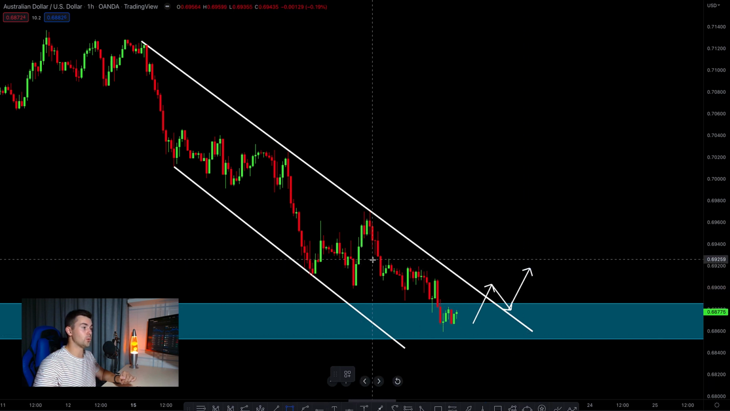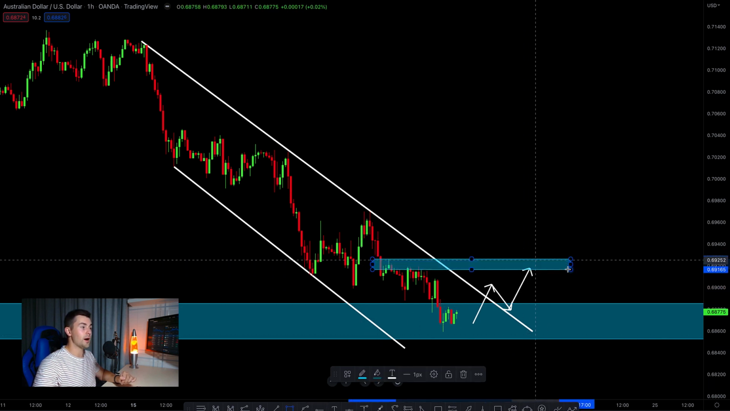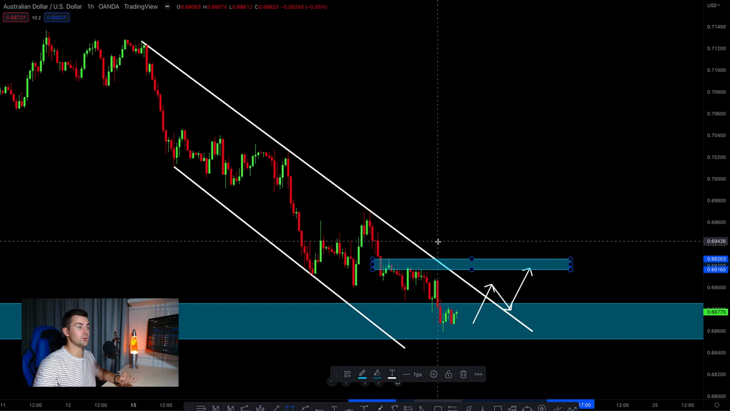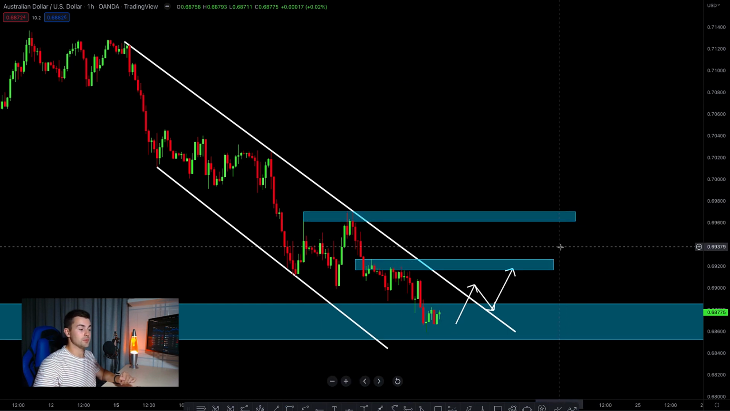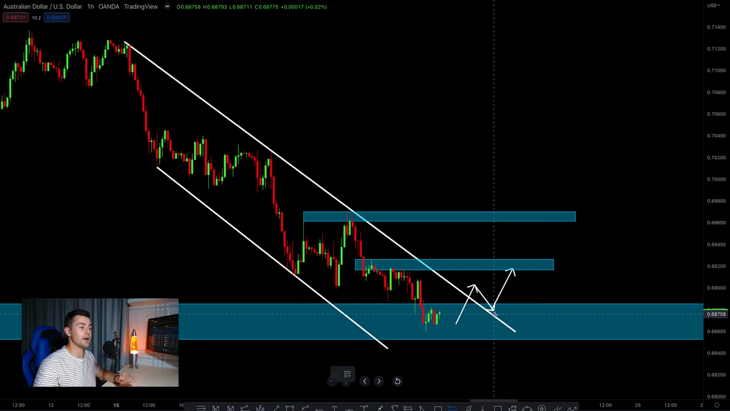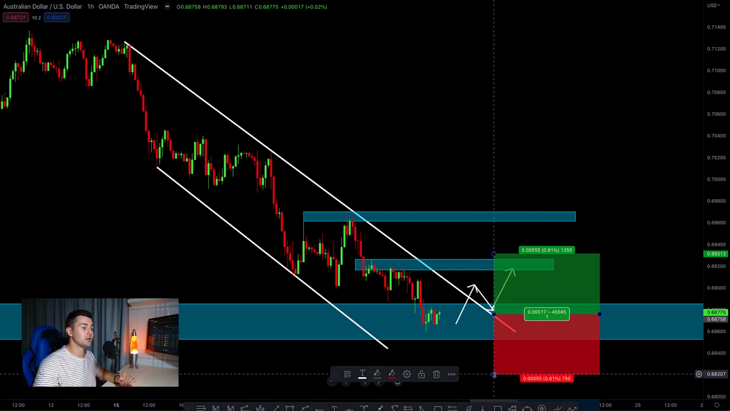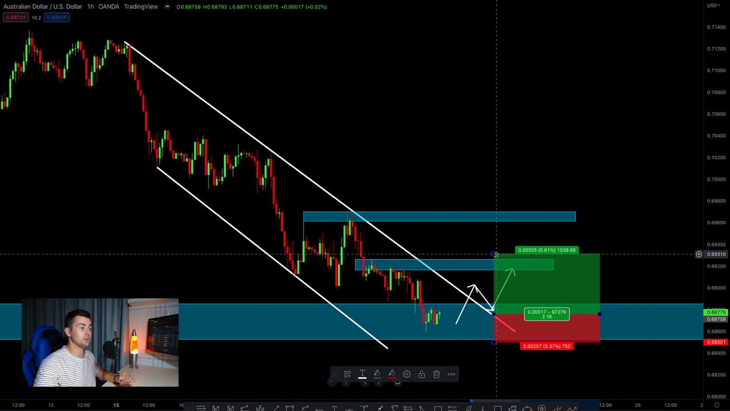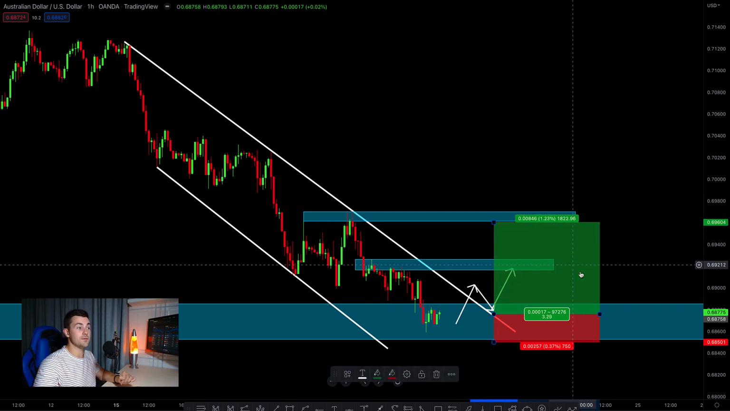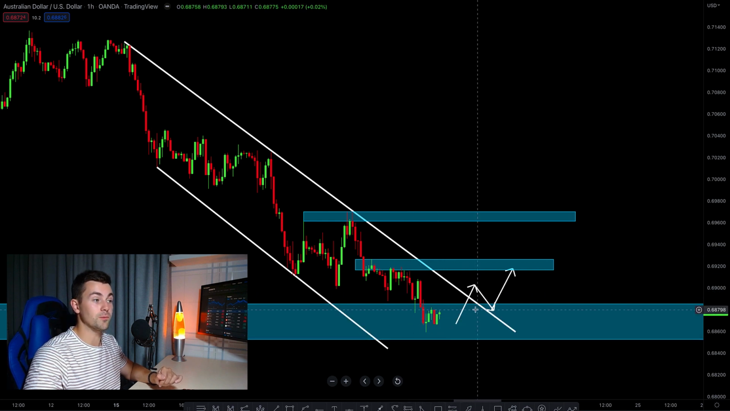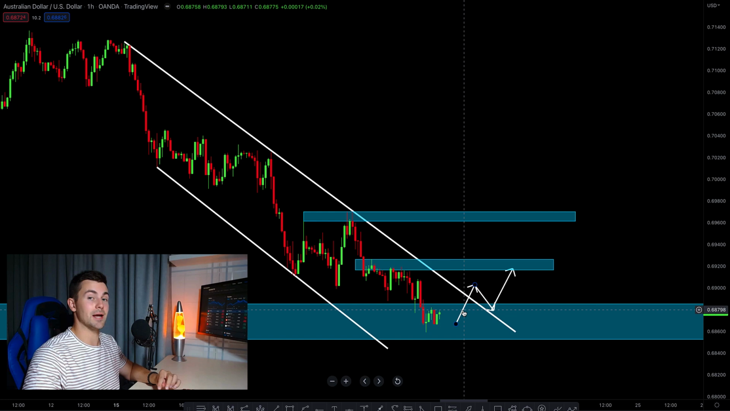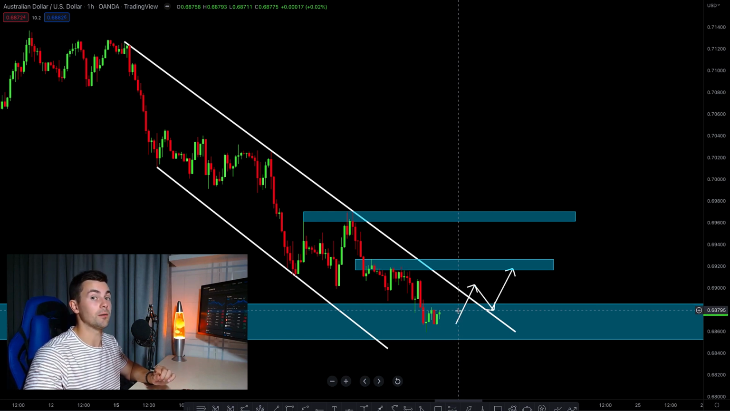Our first target will be that minor resistance, and if then we break that to the upside, then we'll expect a bullish movement to that resistance. With your stop loss lying below the lows of the channel, you can catch right here a very nice winner. So monitor the reaction of the price to that blue support. For now, it is hard to see what exactly will happen next week, so both scenarios are possible.